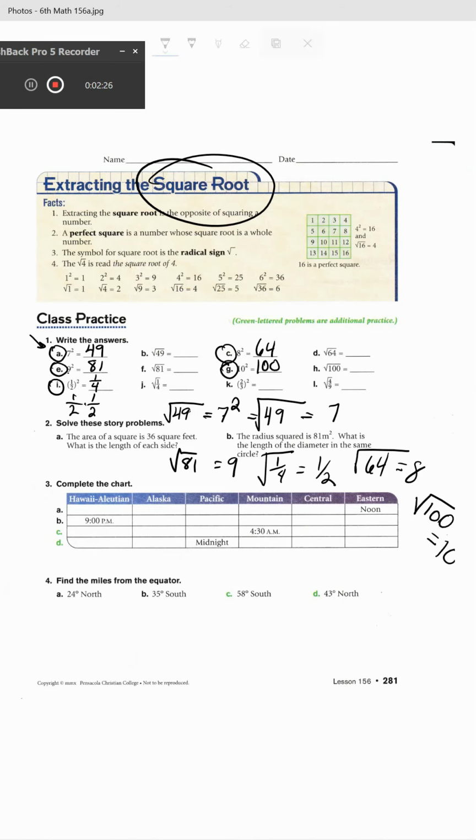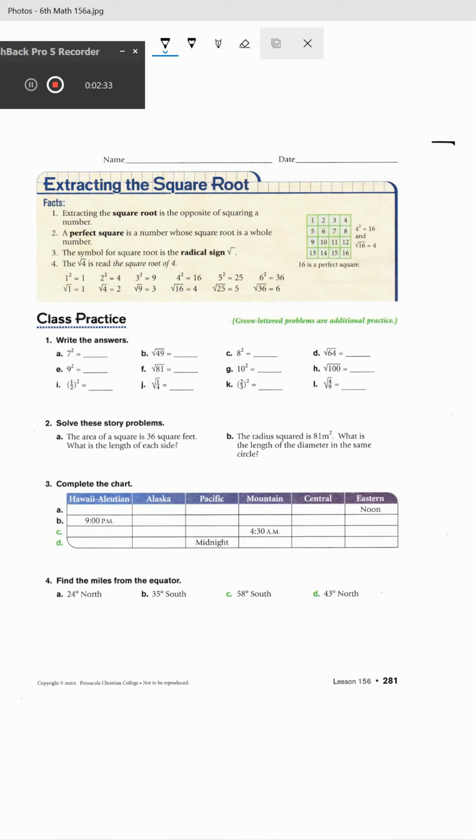All right, so now let me clear off my page because it's all messy. And let's look at the ones that they have the square root. Oh, guess what? They're just doing those. So let's just go through it all again. So 7 squared is 49, right? So the square root of 49 would be 7. I just told you all these.